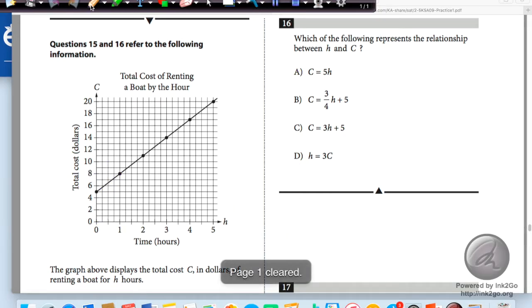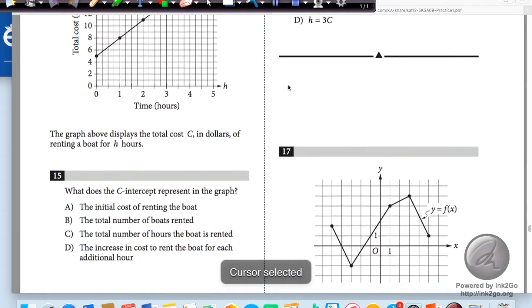Okay, we're making pretty good progress. Move things along and slide down a little bit.